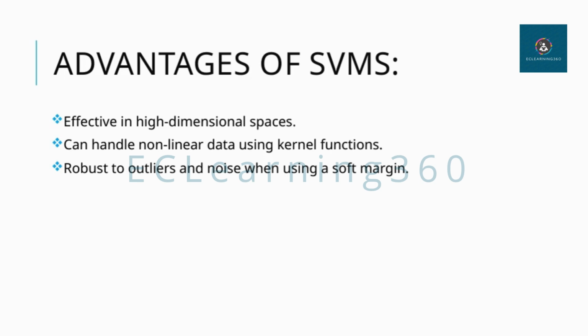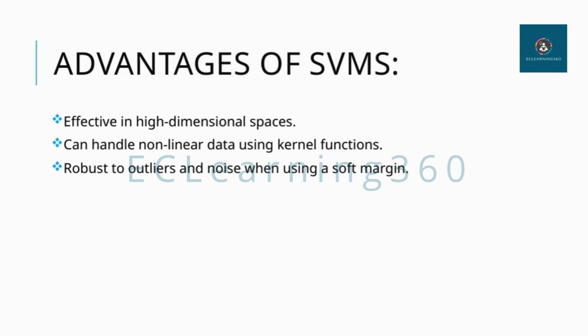Third, SVMs are robust to outliers and noise, especially when using a soft margin approach. This means they can tolerate some misclassifications during training, which helps prevent overfitting and makes the model more reliable when working with real-world, imperfect data. Overall, these strengths make SVMs a versatile choice in many machine learning applications, aligning with our goal of building accurate and resilient models.